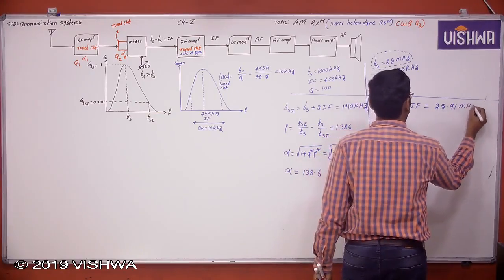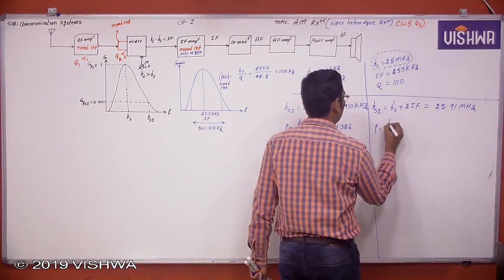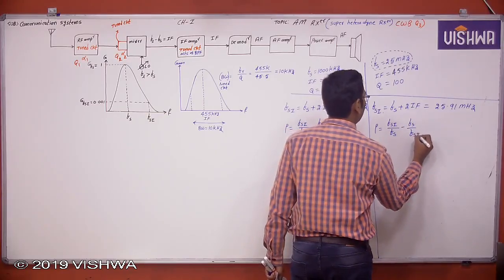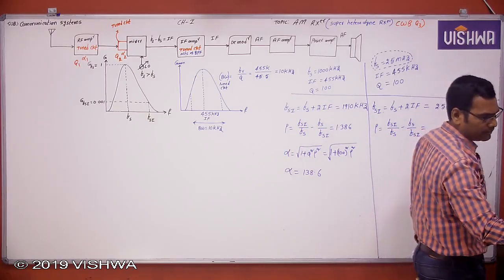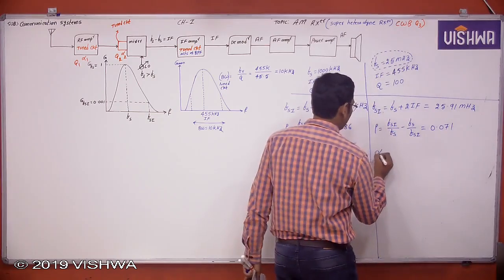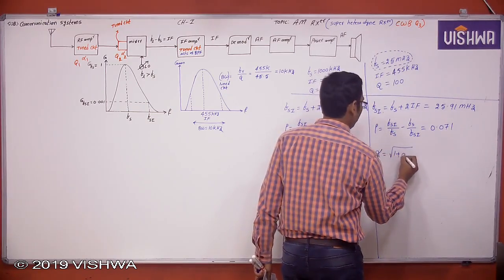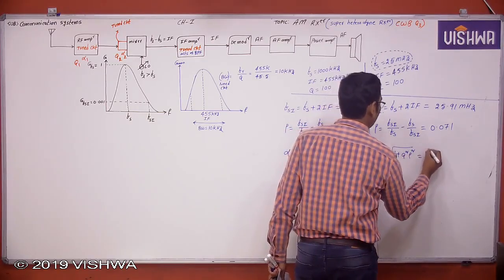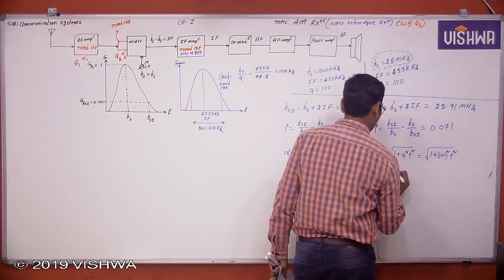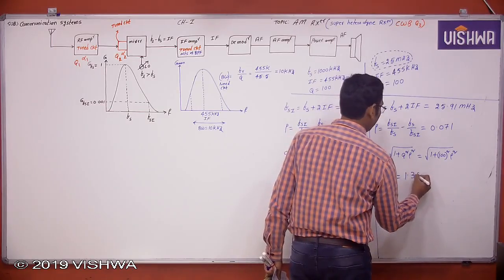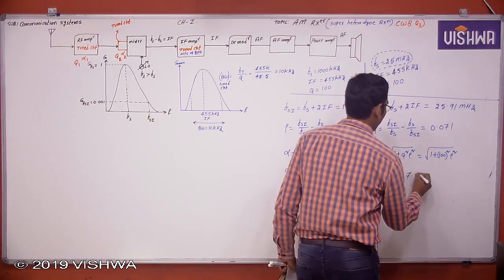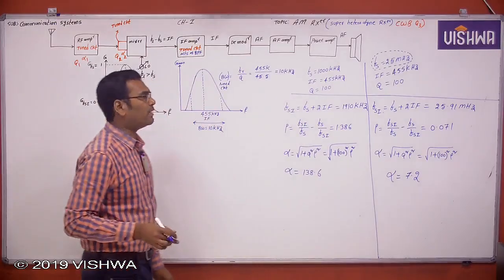This is 25.91 megahertz, and rho is equal to FSI by Fs minus Fs by FSI. Now this value is 0.071, and the image rejection ratio is equal to the square root of 1 plus q square rho square, which is the square root of 1 plus q is 100 square into rho square. So the image rejection ratio, sorry, alpha, is equal to 7.2. So see these numerical values, okay?